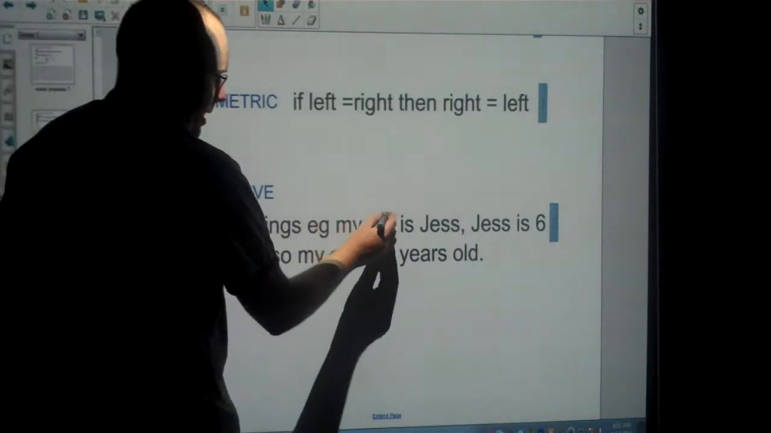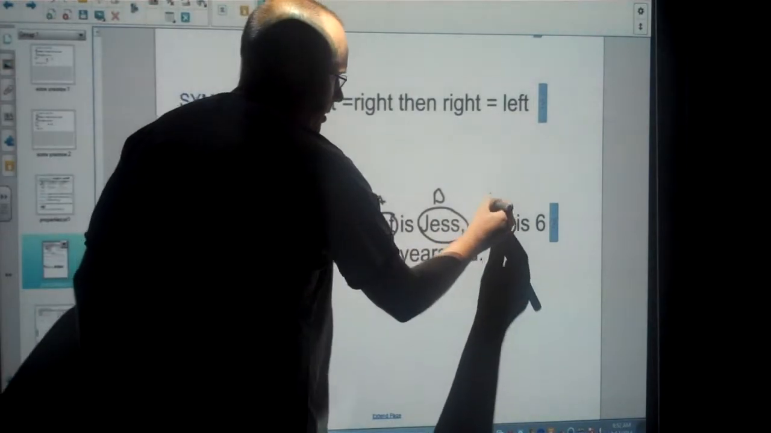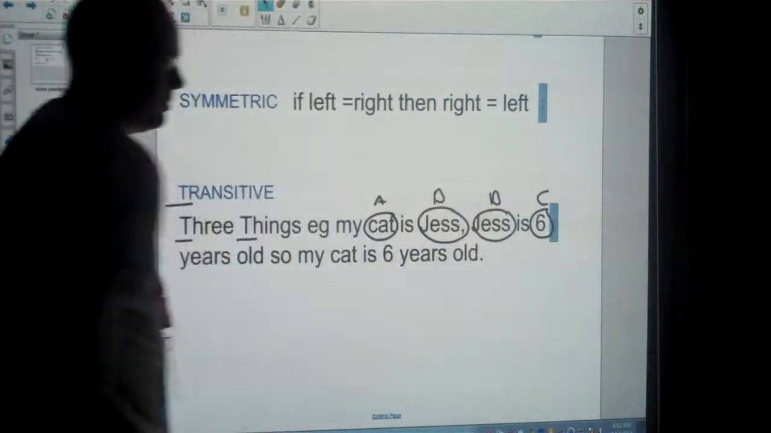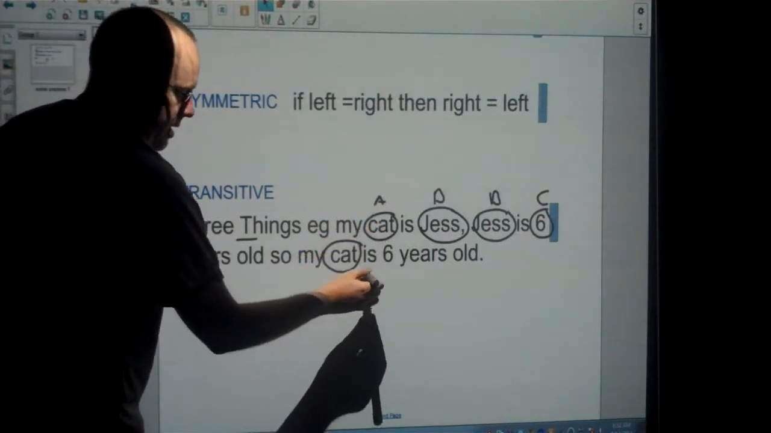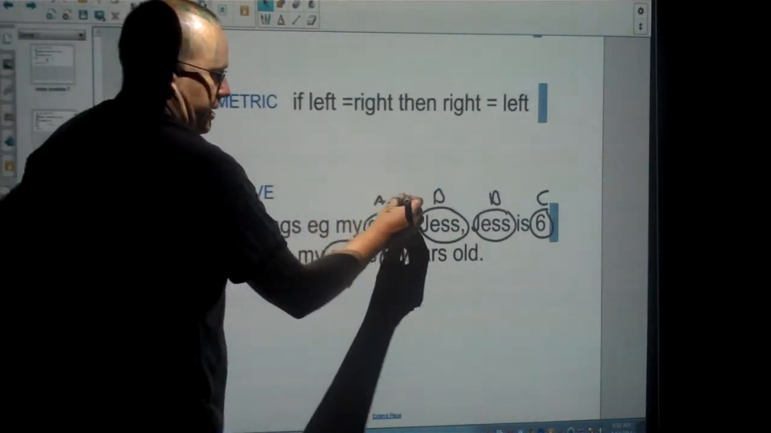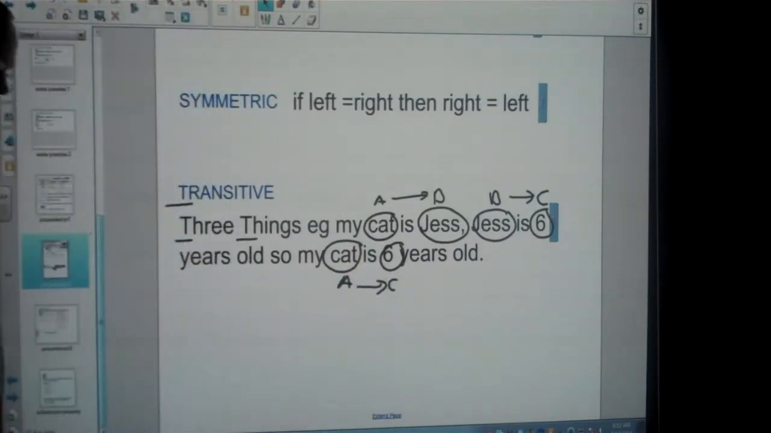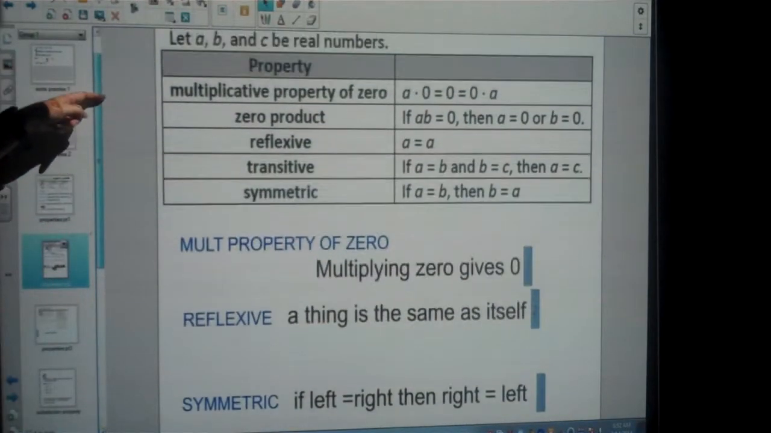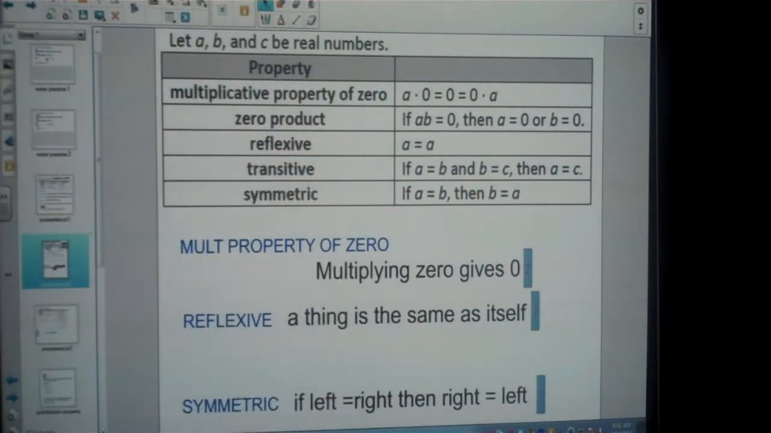The first thing I had was cat, that's like my A. Jess is like B, so I got Jess, B again. 6, how old she is, C. And then look at the last statement here, cat was originally my statement A, 6 years old was statement C. So if A tells you about B, and B tells you about C, then A tells you about C as well. And that's what it says there. Now it says equals for this one, but it could also be greater than, or less than, and would also work for this.